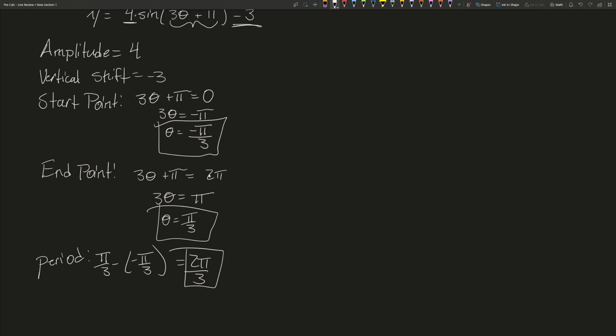All right, so this is all the work I'm expecting up front. Then we can start to graph. So our center line is always our vertical shift. Our maximum is always our vertical shift plus our amplitude, so -3 plus 4. Our minimum is always our vertical shift minus our amplitude, so -7.